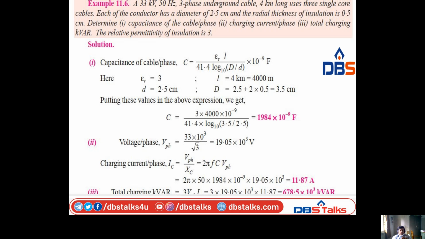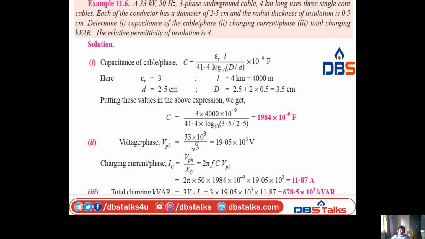Similarly, another problem. A 33 kV 50 Hz three-phase underground cable, 4 km long, uses 3 single core cables. Each of the conductors has a diameter of 2.5 centimeter, and the radial thickness of insulation is 0.5. Determine the capacitance of the cable per phase, charging current per phase, and total charging kVAR. Let us assume relative permittivity of insulation is 3.